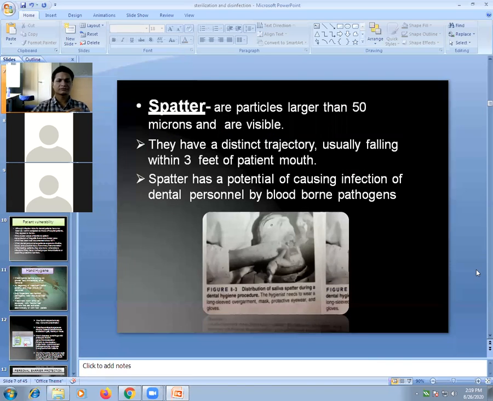Water spatter, these are particles larger than 50 microns and are visible. They have a distinct trajectory, usually falling within 3 feet of the patient's mouth. Spatter has the potential of causing infection of dental personnel by blood-borne pathogens.